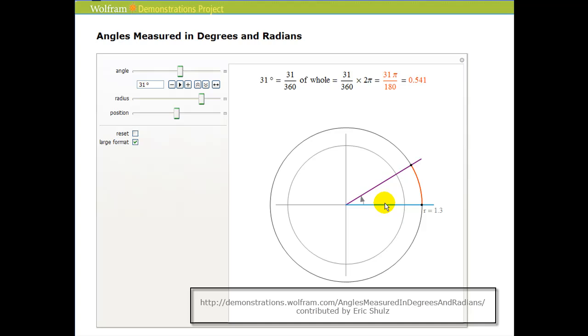So we've seen a lot of different angles in standard position. I hope you found this animation helpful.